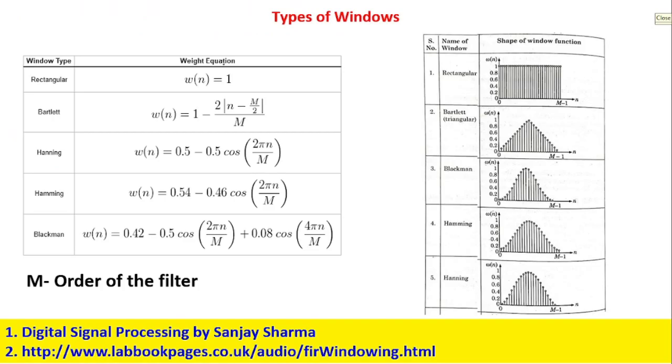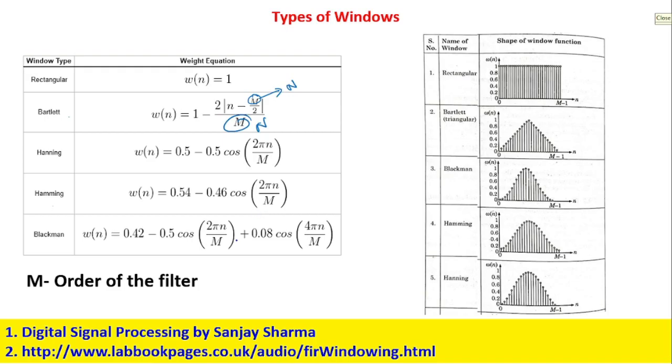So here the equation is for the rectangular window. If you see, w(n) equals 1. For Bartlett or the triangular window, it is w(n) equals 1 minus 2 times the modulus of small n minus capital N by 2. This capital N is basically the order of the filter. Okay. So then we have the Hamming window, and then we have the Blackman window.